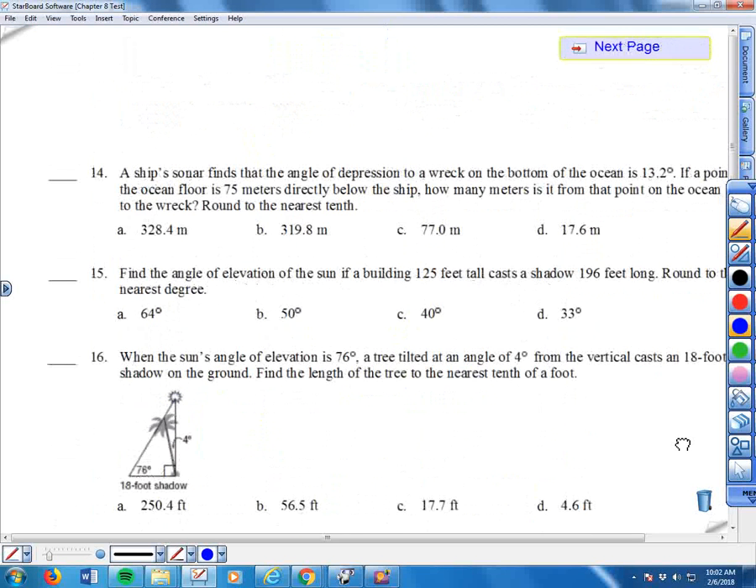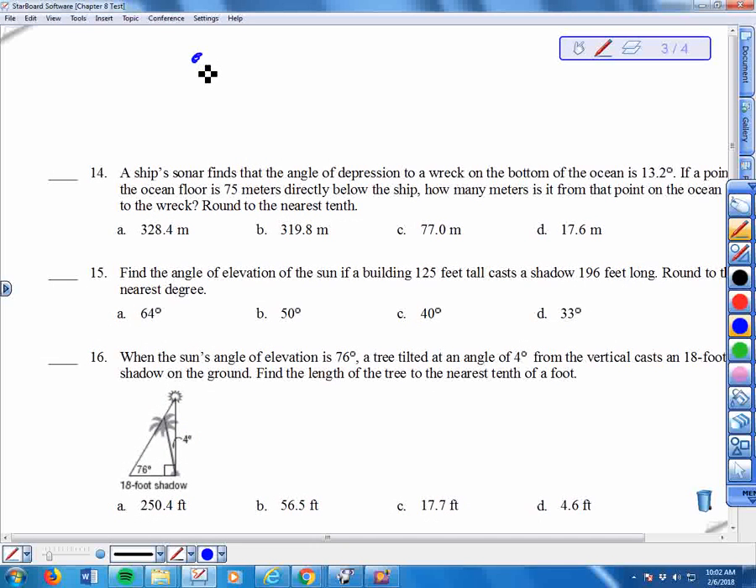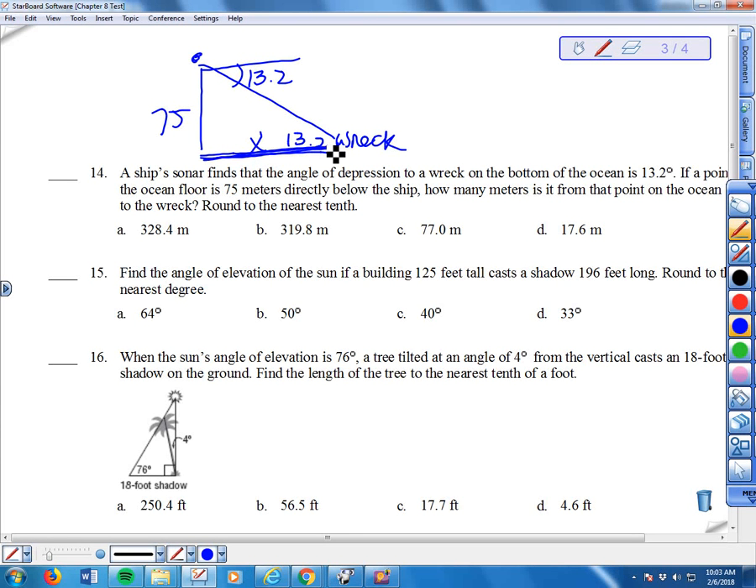A ship's sonar finds the angle of depression to a wreck. So here's the ship, here's the wreck, and that is 13.2 degrees. If a point directly below the ship is 75 meters, how far away is the ship from the wreck? So I'm trying to find this. This is 13.2, so I'm going to use tangent.